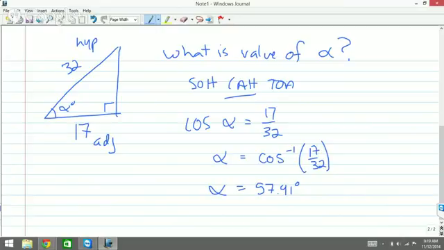That's it. You know how to do these functions, right? You can figure which one out, do the inverse, you're good to go.